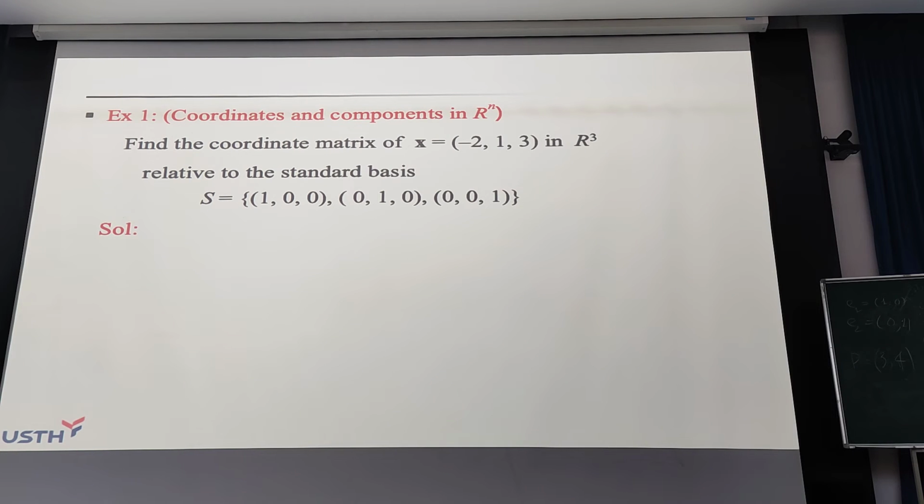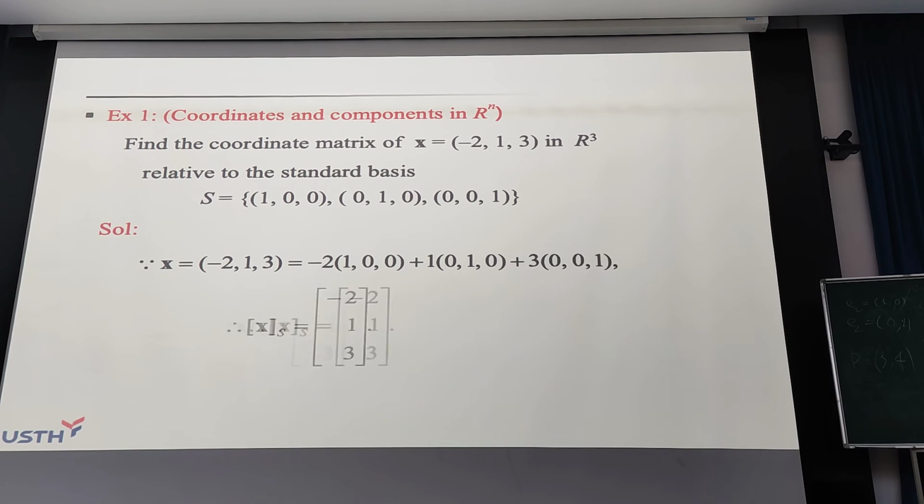So here are some examples. Suppose that we consider x inside R3 and we consider the standard basis, then the coordinate of x will be that one, because it is minus 2 times the first one plus 1 time that one and plus 3 times that one. Then the coordinate column will be that thing.